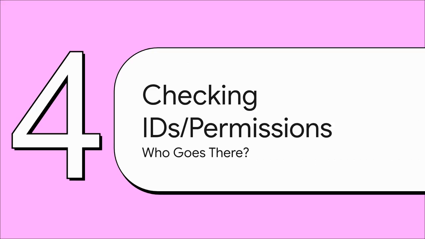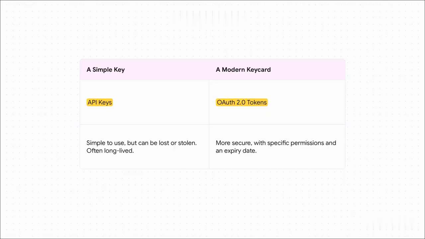So our defenses have let somebody pass the outer walls and through the gates. But we still need to check their ID. Who are they, really? And what are they even allowed to do now that they're inside? This next part is all about identity. We've got 2 main ways to check IDs.